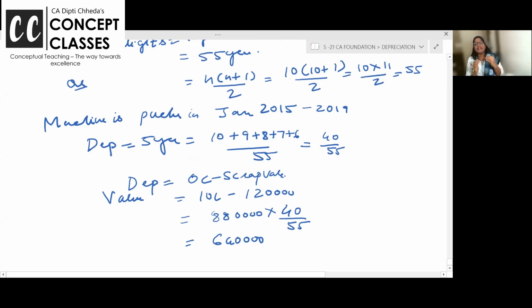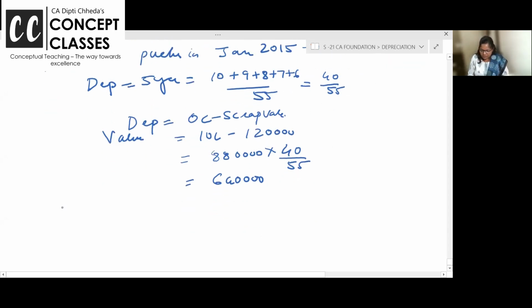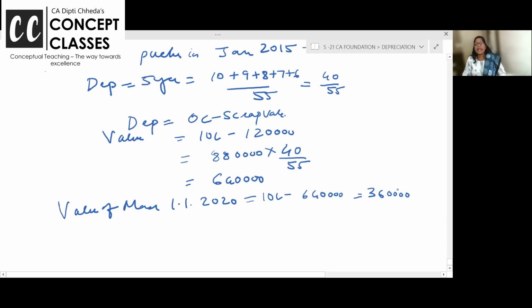10 by 55, 9 by 55, 8 by 55, like that. Already till 2019, 640 depreciation you have charged. So what is the value of the machine on 1st January 2020 after 5 years? 10 lakhs minus 640, 360. Why are we calculating all this, dear students? Though the machine is purchased in 2015, you have to depreciate it in 2020.